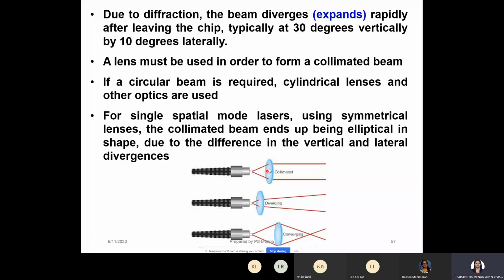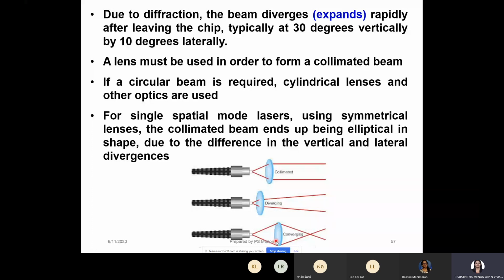You use a lens and you can get a collimated beam so that it doesn't keep scattering out, doesn't keep diverging. And if you need a circular beam, you need to use a cylindrical lens, and other optics can be used. For single spatial mode lasers, using symmetrical lens, the collimated beam ends up being elliptical in shape due to the difference in the vertical and lateral divergences.